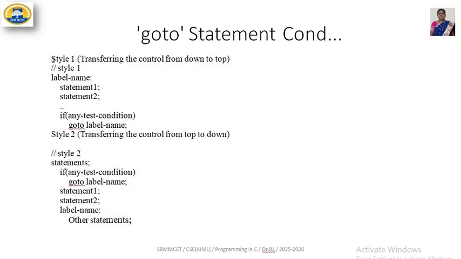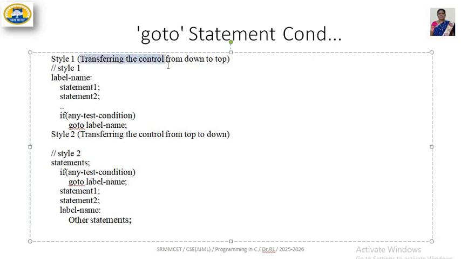That is the style of transferring control from down to top. Here is the example. First of all, a label name. Then a few statements, and an if condition checks some condition. If it is true, goto label name. So the goto statement jumps to the top. So this is transferring control from down to top.